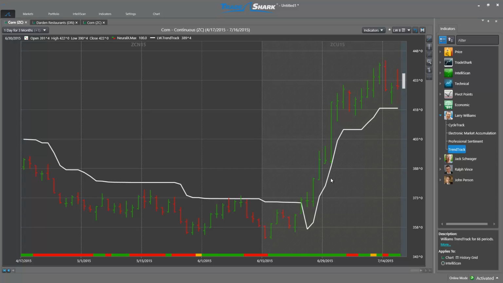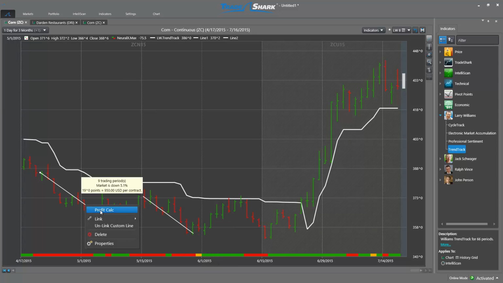For example, look at this 3-month chart for corn. Here we can see a clear example of how to use this index. Notice how at the beginning of the chart, the market closes each day below the TrendTrack indicator. This informs traders to set their positions to the short side of the market. Shorter term traders using TradeShark's neural index have a clear guide of how and when to trade the market.